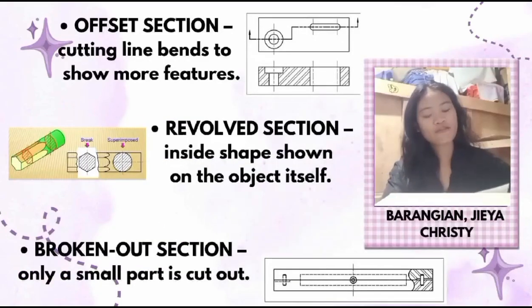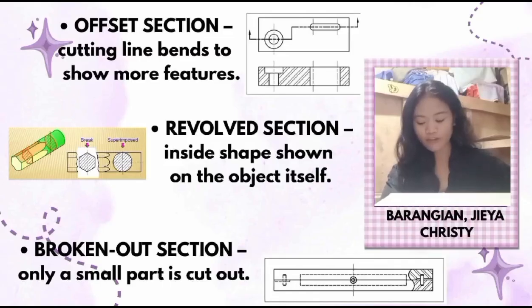Next, we have the offset section. The offset section has cutting lines bent to show more features. The object is cut along lines so you can see more features, like its shapes and forms.